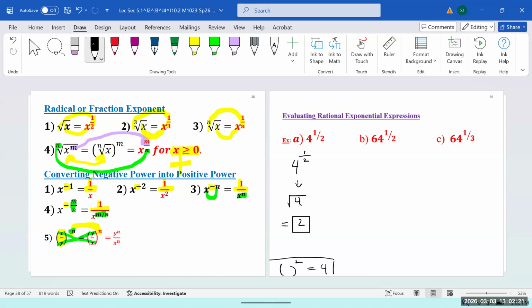The next one also has a 1/2 power. So anytime you see a 1/2 power, rewrite using square roots. That will make your brain work faster. So we have 64 to the 1/2. 1/2 means square root. So the base 64 turns into the radicand 64 here. And we know what the square root of 64 is. 8.